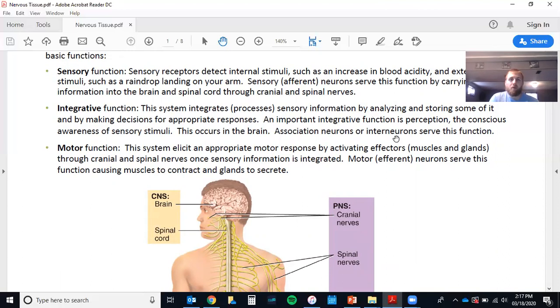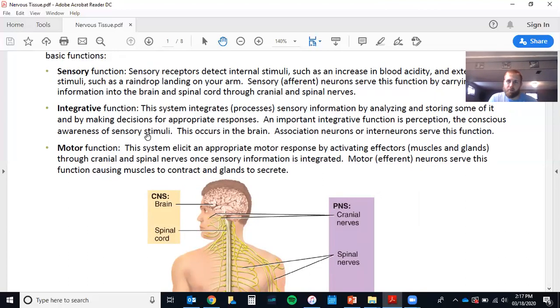Now, one important thing about the integrated function is a concept called perception. Perception is described as the conscious awareness of sensory stimuli. It takes place in a region of our brain called the cerebral cortex. We have perception over things, a lot of which are external to us, like when someone touches us on the arm, or when we're itchy, or when we're hot, when we're cold, when we feel pain. We are well aware when those things are taking place.